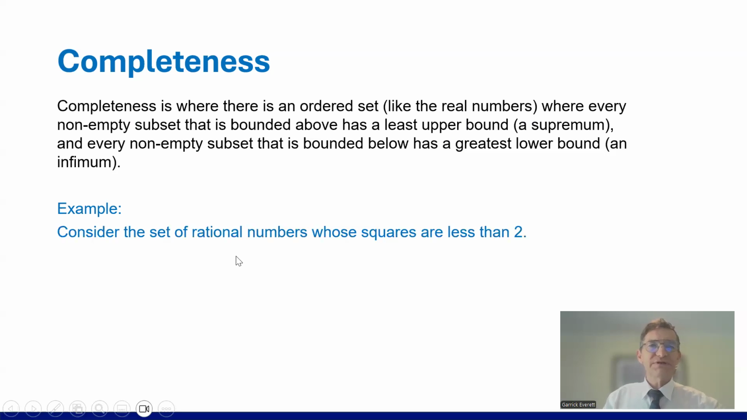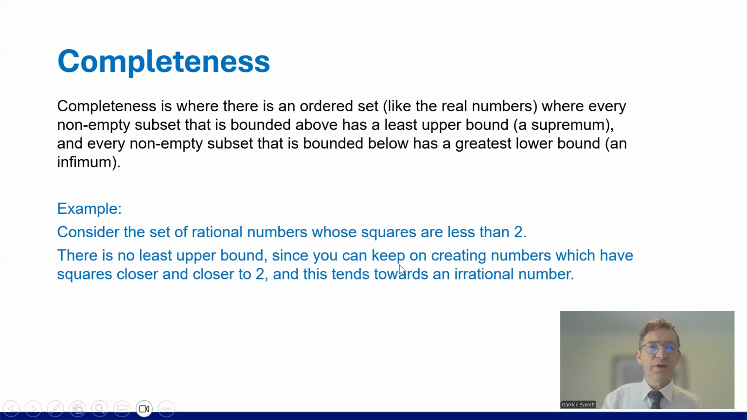For example, consider the set of rational numbers whose squares are less than 2. There's no least upper bound, since you can keep on creating numbers which have squares closer and closer to 2, and this tends towards an irrational number. So therefore, the set lacks completeness. So that is not complete.